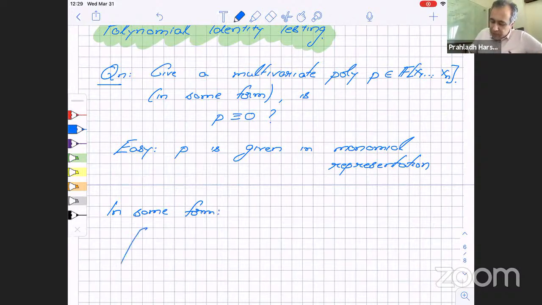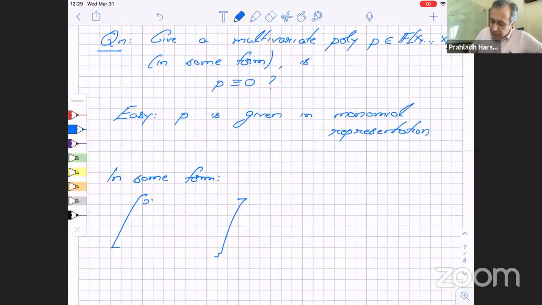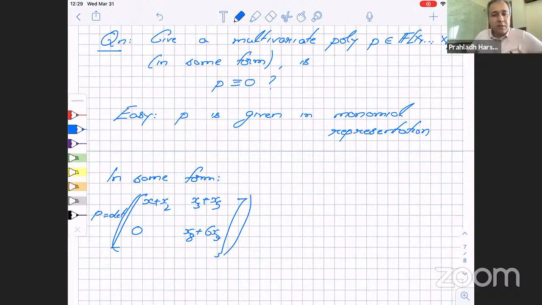So I could possibly specify the polynomial as the determinant of, say, a matrix with entries x1 plus x2, x3 plus x5, 0, x8 plus 6x9. I say P is actually the determinant of this matrix. The determinant is some multivariate polynomial, and I'm asking you, is this determinant trivially 0 or not? It could so happen this determinant is 0.